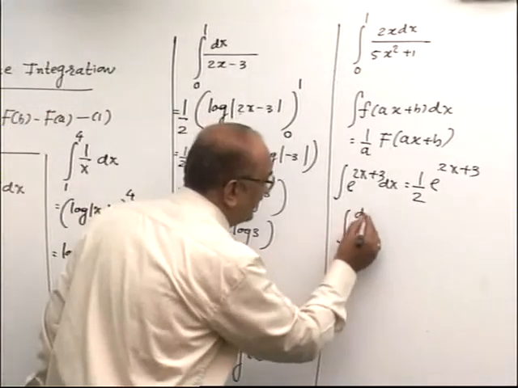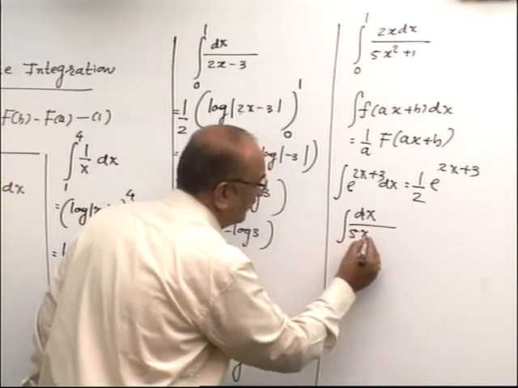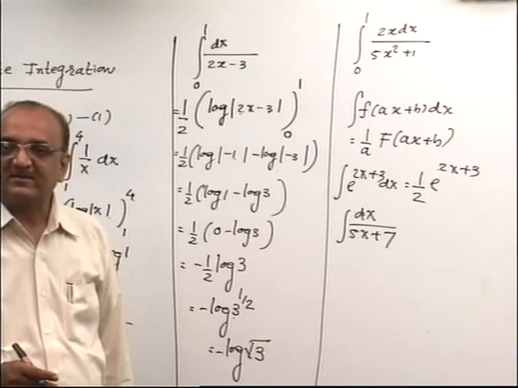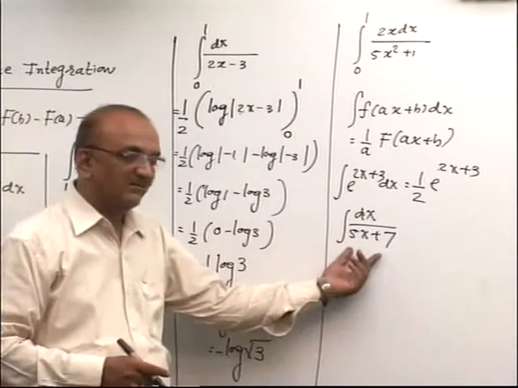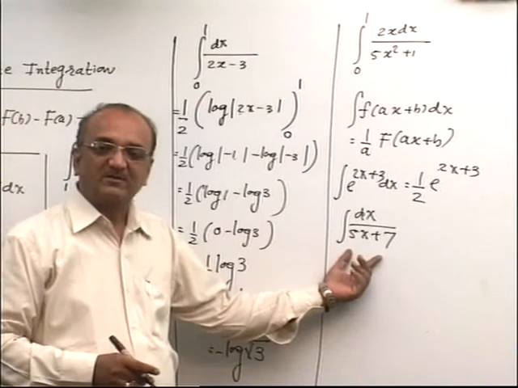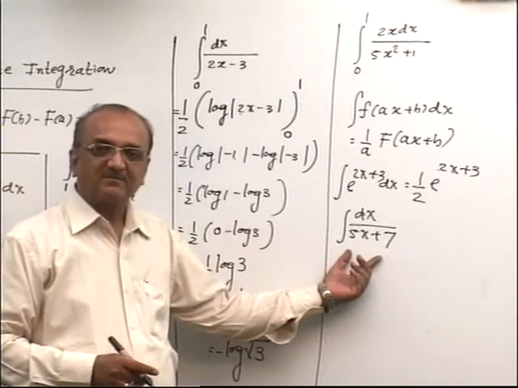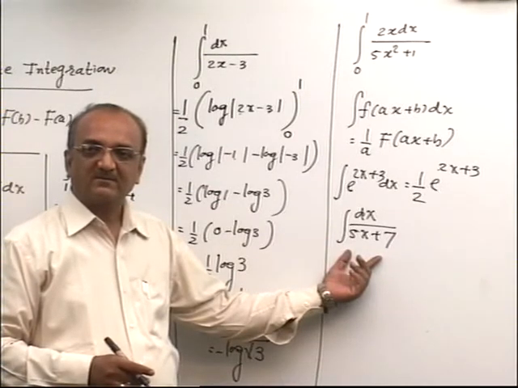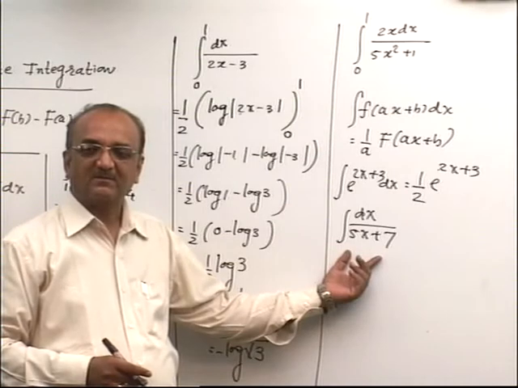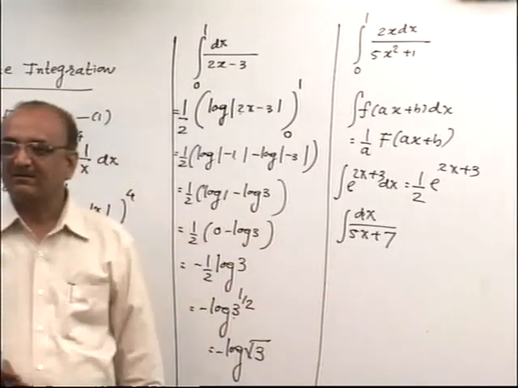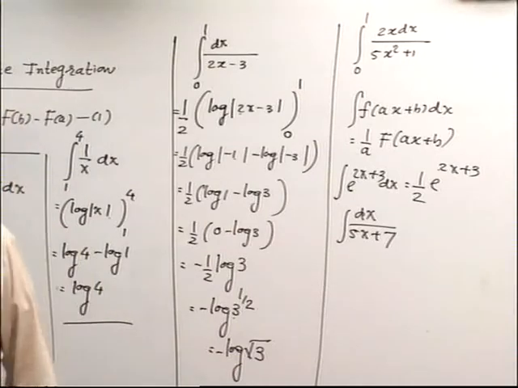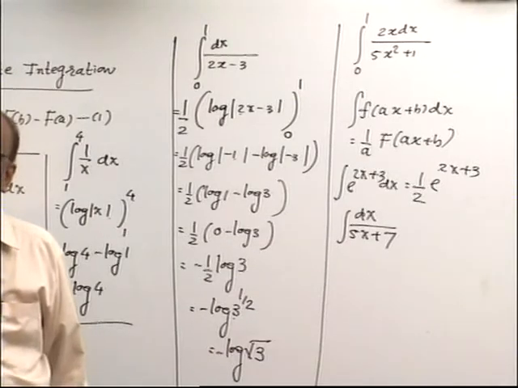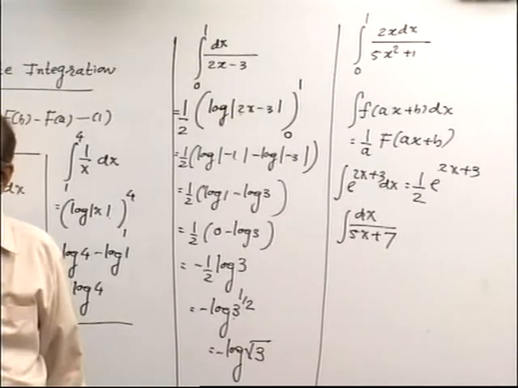Next formula: integration dx upon 5x plus 7. What to write here? Which formula do you remember? Integration 1 upon x dx. In the previous sum, can we do log 1 minus log 3 and make that log 1 upon 3? And thus can we write the answer as half into log 1 upon 3? Half into log 1 upon 3 you can write as log of root of 1 by 3.